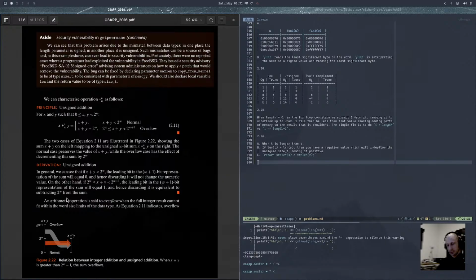unsigned multiplication, 2's complement multiplication. Lots of practice problems. Multiplying by constants. Dividing by powers of 2, which is a right shift. Final thoughts on integer arithmetic. And then we get into floating point.